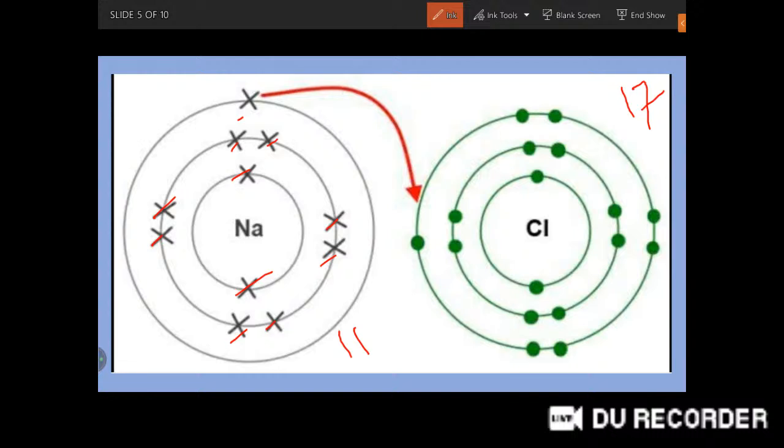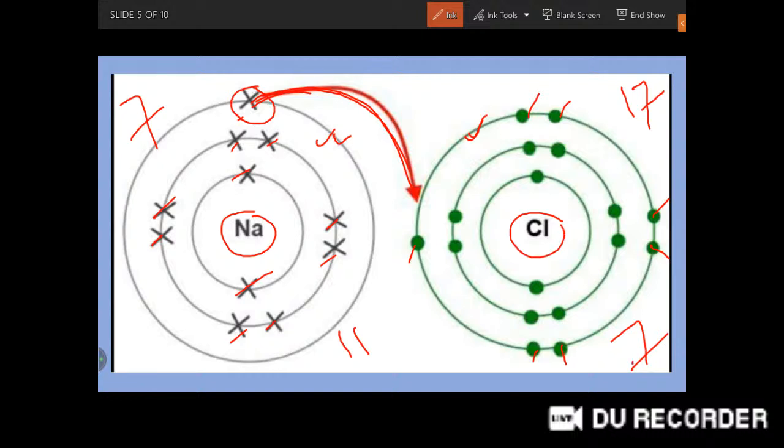The main consideration is the outermost shell. If we look at the outermost shell, in chlorine we have 1, 2, 3, 4, 5, 6, 7 electrons, and in sodium you have only one electron in the outermost shell. Now this sodium, in order to become stable, either has to accept 7 or, the best thing, can donate 1. So you can see in the picture itself that sodium will donate 1, and chlorine, which has 7 electrons in the outermost shell, will accept that 1.